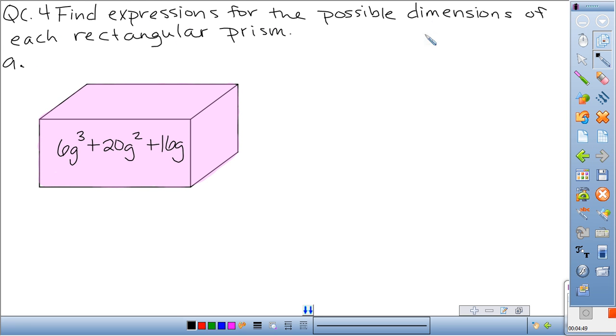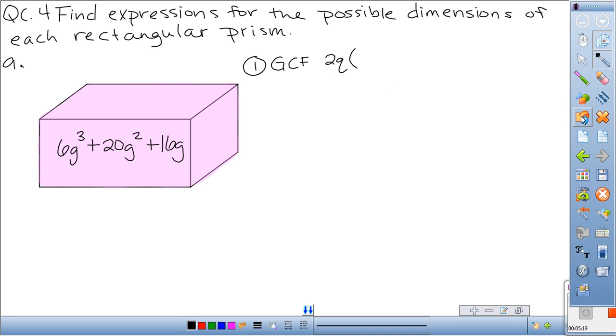Find expressions for the possible dimensions of each rectangular prism. So again, all they want us to do is just factor this trinomial, 6g cubed plus 20g squared plus 16g. So my first step is to, of course, see if I can pull out a GCF, and I certainly can. They all have a g in common, obviously, and they also all have a 2 in common. So I'm going to pull out a 2g.